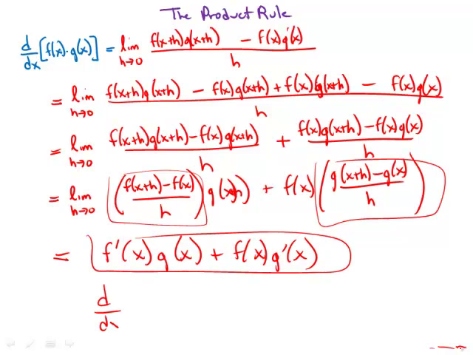Sometimes it's written in terms of u and v. So derivative of u times v is u v prime plus u prime v. That's another way to write it, perfectly acceptable. And in the next video, we will show examples of this.